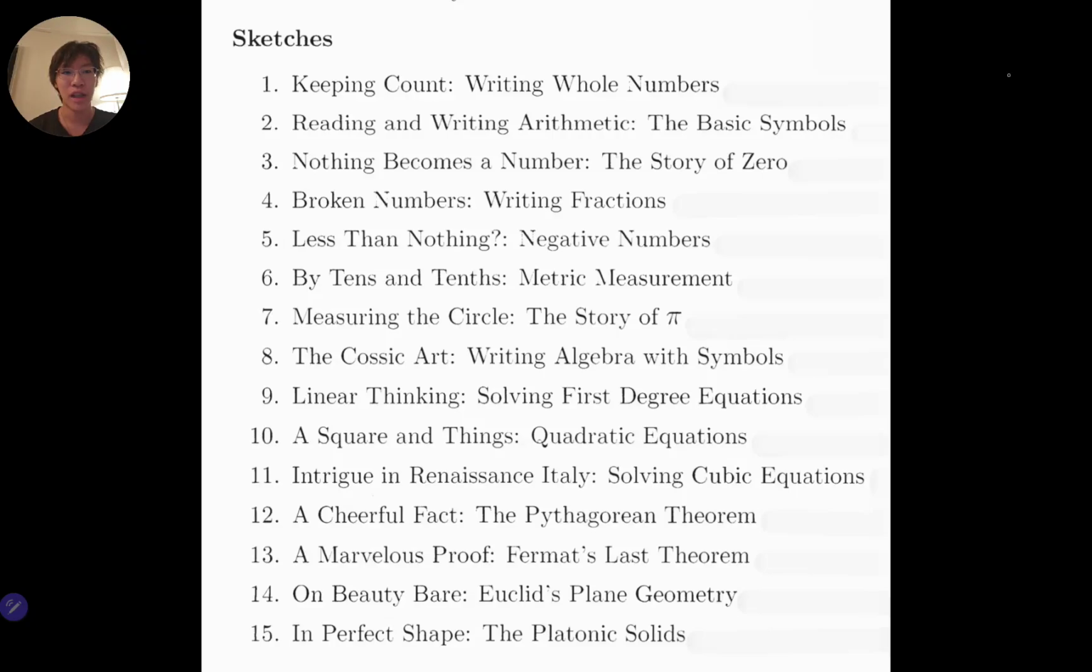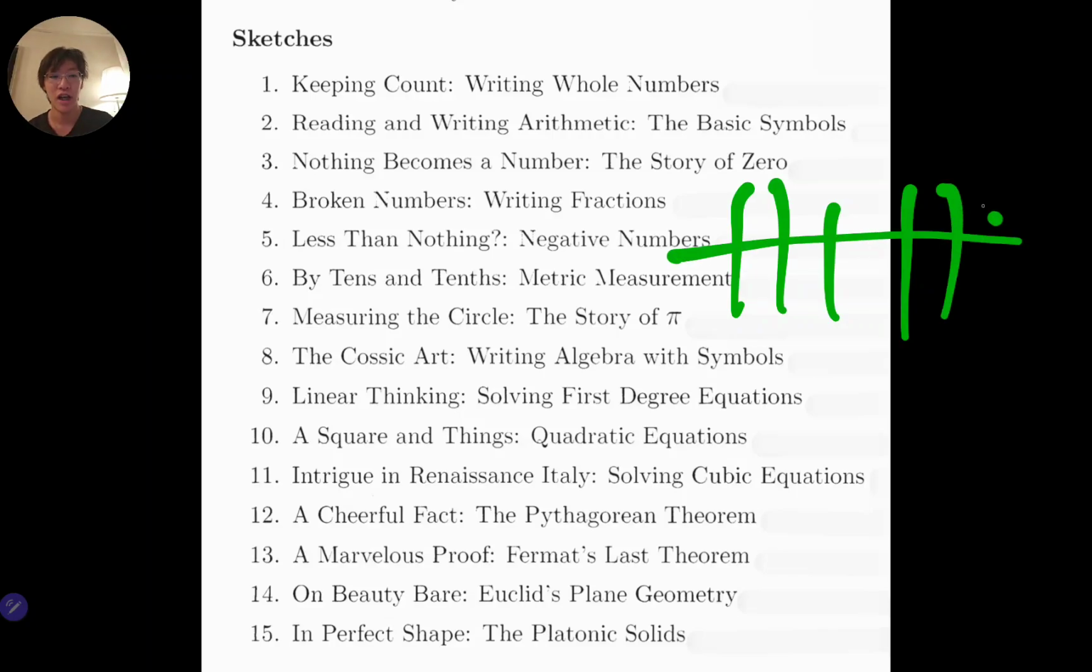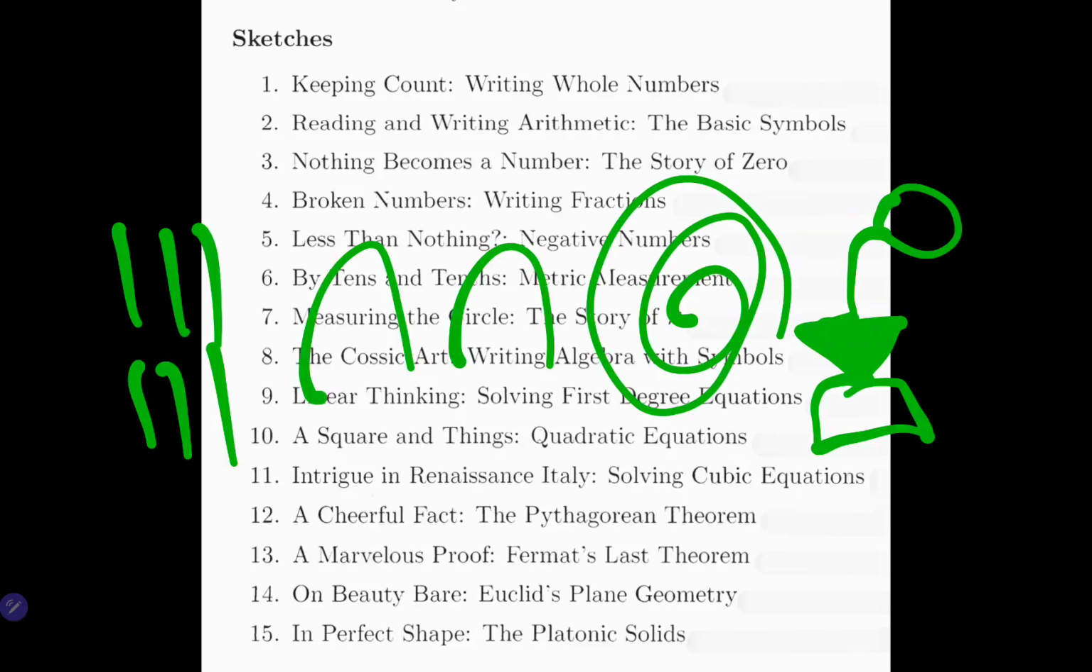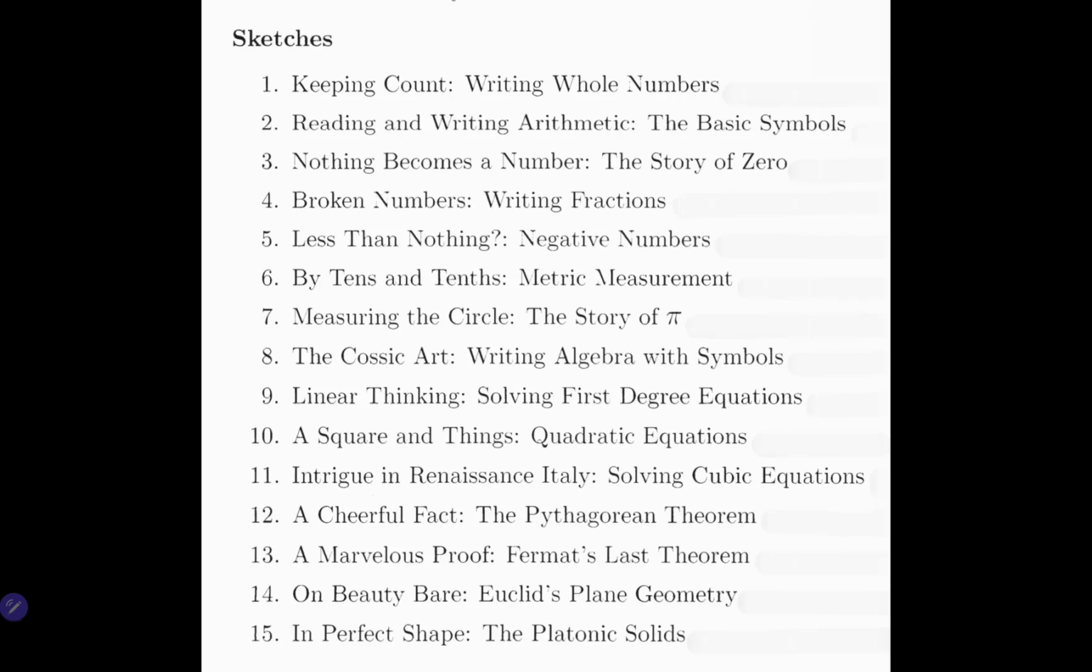Alright, let's go. Keeping count, writing whole numbers. Tally marks. That's about it. We just do tally marks. And then we eventually upgraded to symbols, whether it's 1, 2, 3, or however you read this. And nowadays we use the Arabic system.